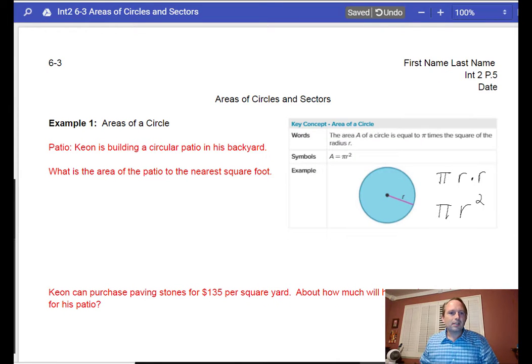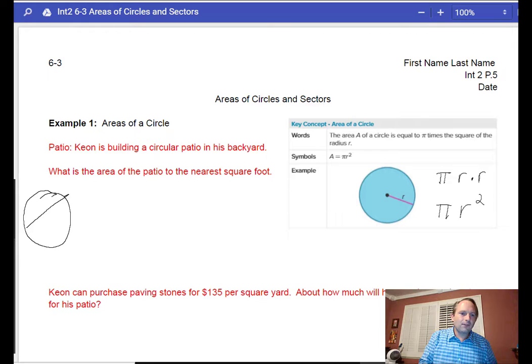So here we go. Here's an example. Patio. Keon is building a circular patio in his backyard. What is the area of the patio to the nearest square foot? I don't think I have it in there, but it's in the book. It's 24 feet is the diameter. So it looks like this. It's 24 feet across.